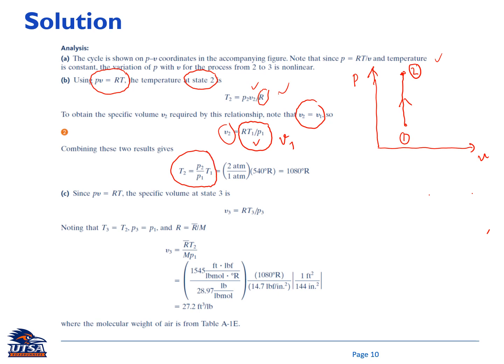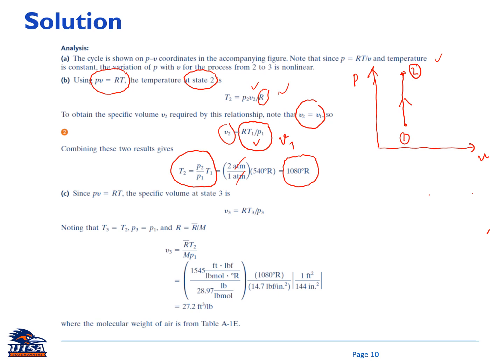T2 equals P2 divided by P1 times T1. In this case, you don't need to convert units because it's just a ratio of pressures, so the atmosphere units cancel out, and the temperature is in degree Rankine. T1 is also in degree Rankine, so you don't need to change the unit. So T2 is double T1 here, so it is 1080 degree Rankine.